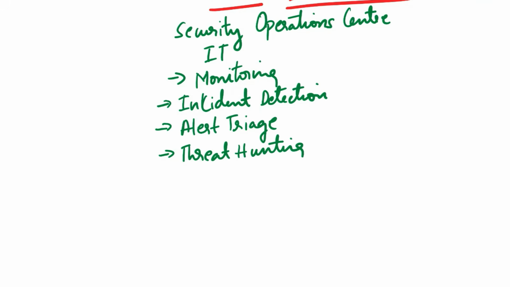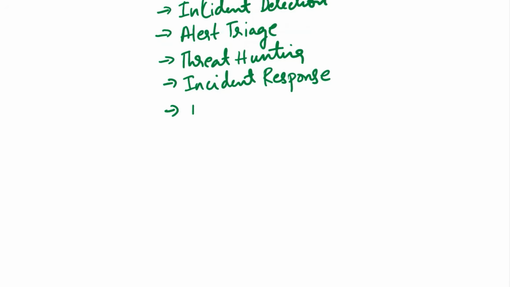Next is threat hunting. SOC proactively searches for signs of malicious activity and potential threats within the organization's network and systems. This is often done using threat intelligence and advanced analytics. Next is incident response. SOC is responsible for initiating incident response procedures to investigate and contain security incidents when they occur, with the goal of minimizing damage and preventing further compromise. Next one is forensics analysis. SOC is responsible for conducting digital forensics analysis to understand the scope, impact, and root cause of security incidents.